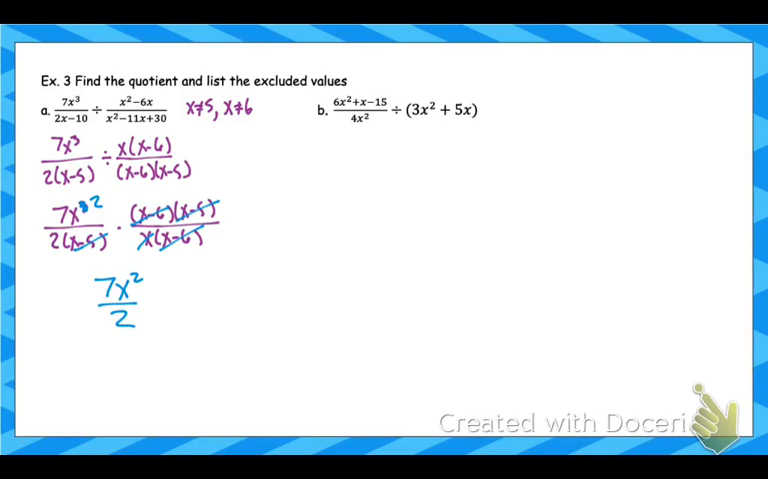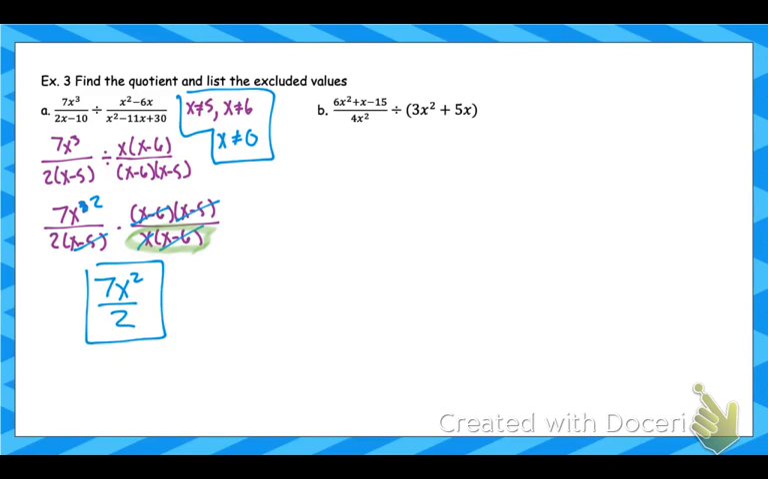But keep in mind, when I flip this, I now have another denominator. And that denominator cannot equal 0. So I already have 6 listed as one of those possibilities. But x is also a factor. So x is not equal to 0 as well. So this is the simplified expression, and those are my excluded values.